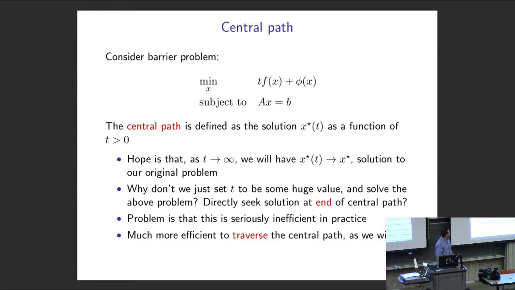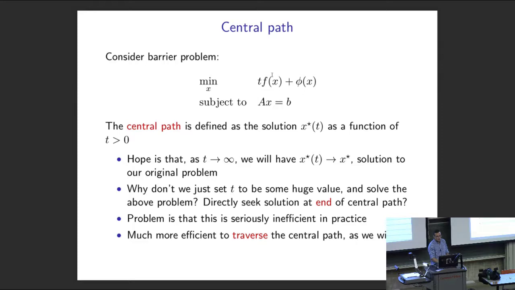Okay, so once you see this, the first thing you might think is, why don't we just set t to be some huge value, like take t to be as big as I can imagine, and just directly seek the solution at the end of the central path. So, by saying the word path, we're thinking about this as t varies. You might ask, why am I even thinking about it as t varies? I'll just take it for a large value of t. That'll approximate the solution. The problem is that this is seriously inefficient in practice for two reasons.